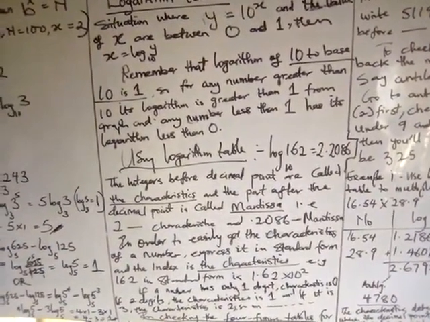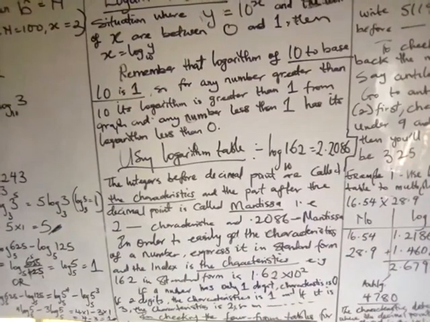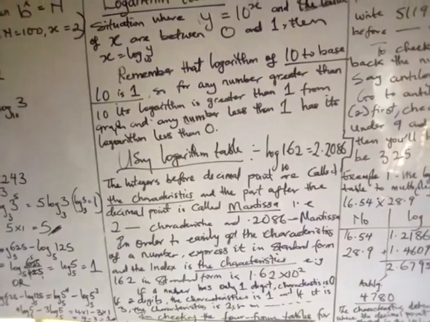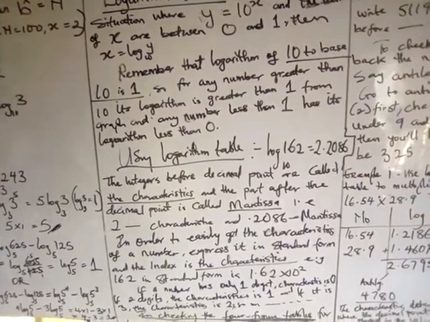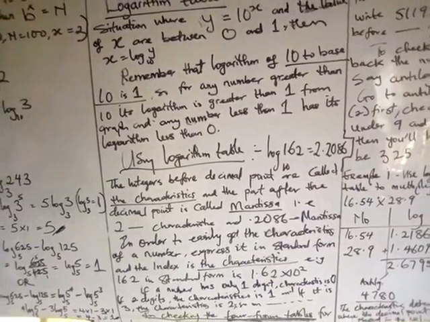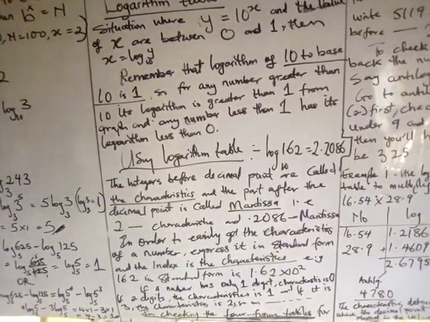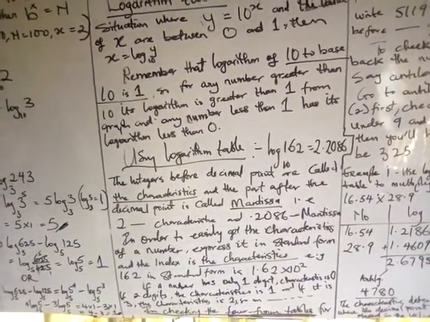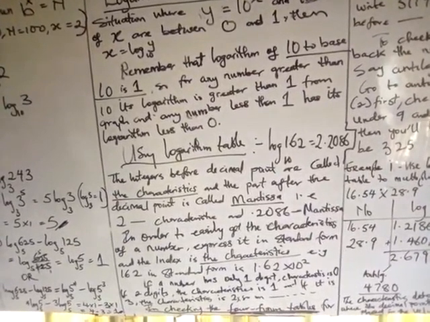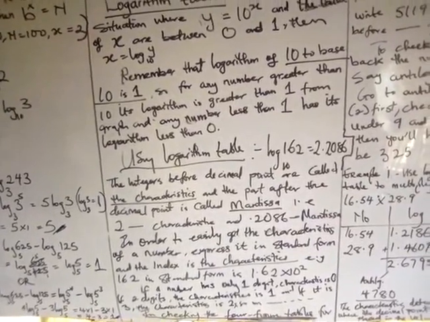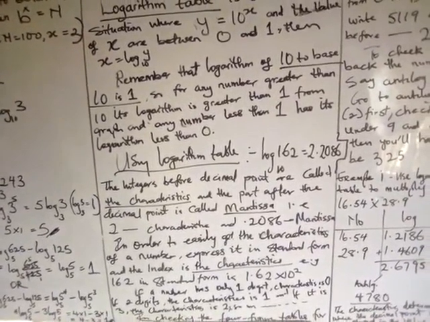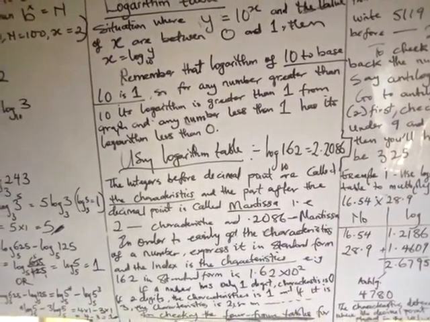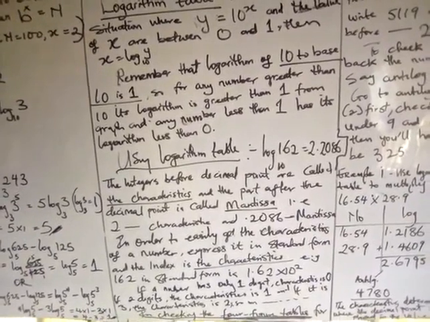So when you have a log of a number to deal with, the first thing is to express that number in standard form. When you express the number in standard form, the index or the power of that number will tell you the characteristic for the value of that log. Do you get that now?